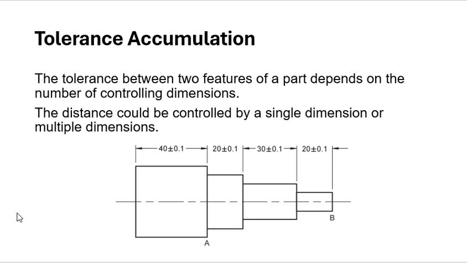So the most important thing is that the distance could be controlled by a single dimension or multiple dimensions. Meaning you can go the distance from here all the way to here, or you can break it down this way.